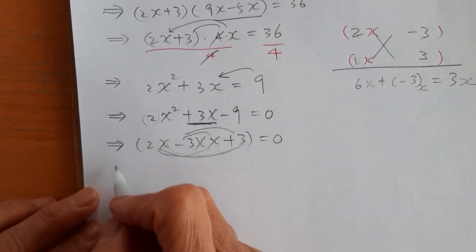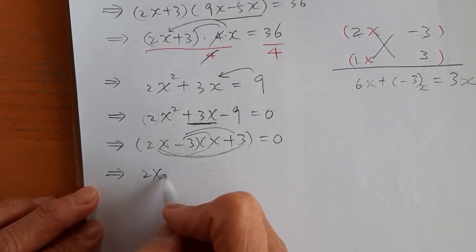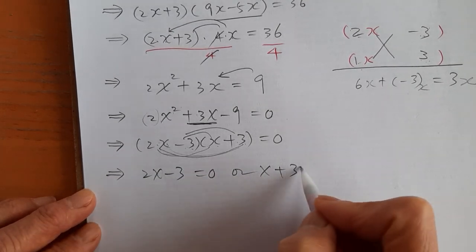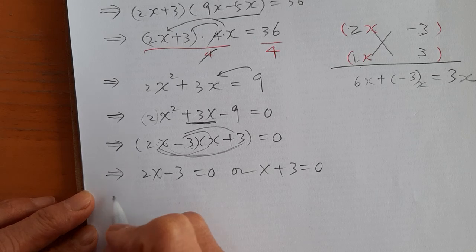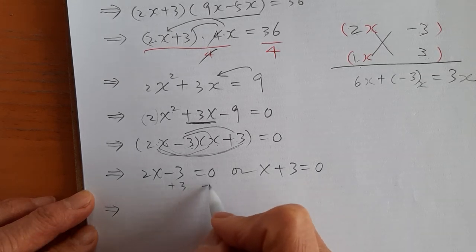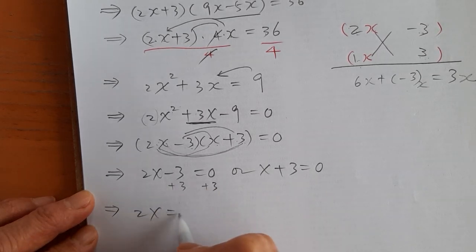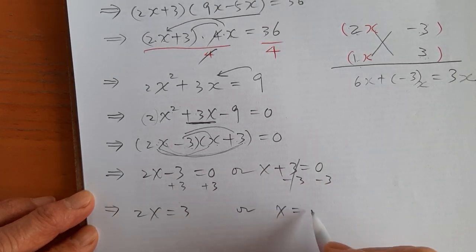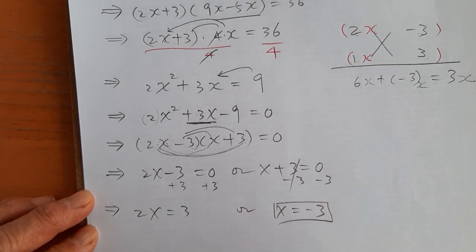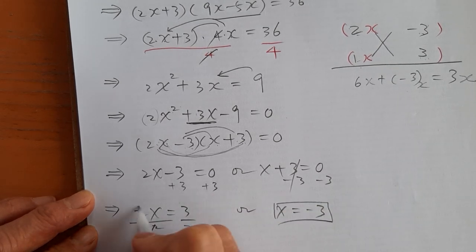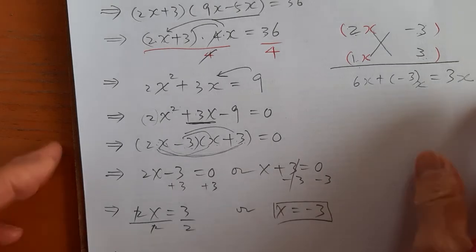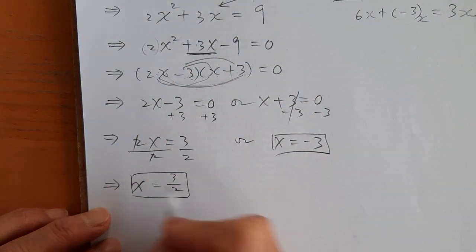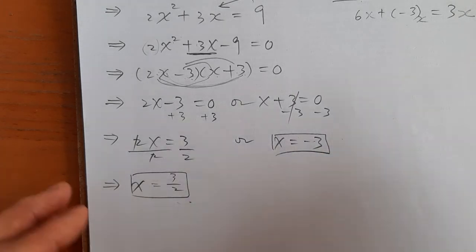Now use the zero factor property: either 2x minus 3 equals 0 or x plus 3 equals 0. Add 3 to both sides, so we get 2x equals 3, and subtract 3 from both sides, so you get x equals negative 3. That's one solution. And divide by 2 on both sides, the 2 cancels, so you get x equals 3 over 2. That's another solution. So there are two solutions.